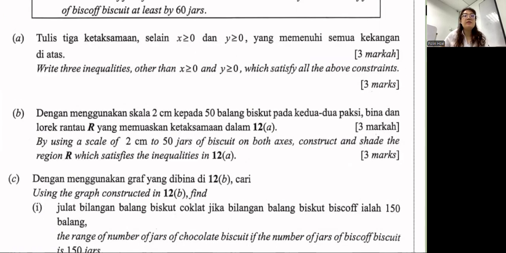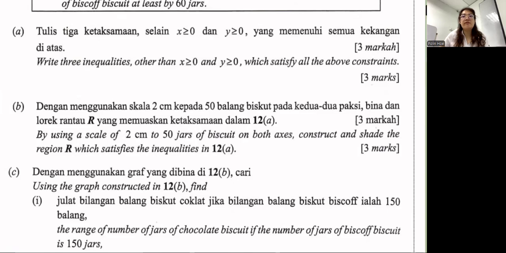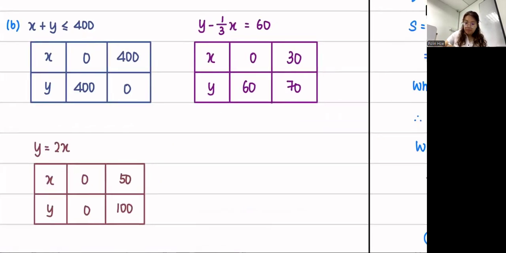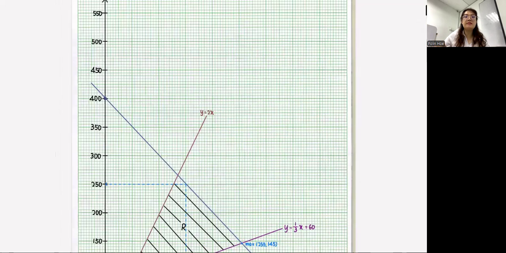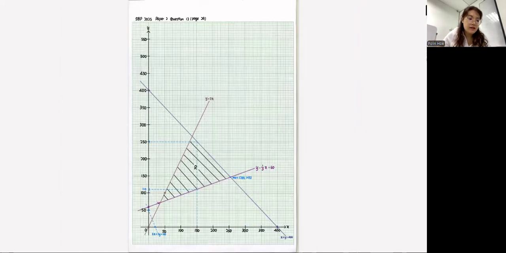After that, by using a scale of 2 cm to 50 jars on both axes, construct and shade the region of the inequalities. So you have to calculate the values. So, oh my goodness, this should be equal. And these are the points that help me to draw, and my graph looks like this. And yeah, we are done. Remember to make it clear and shade the region. And after that, part C.